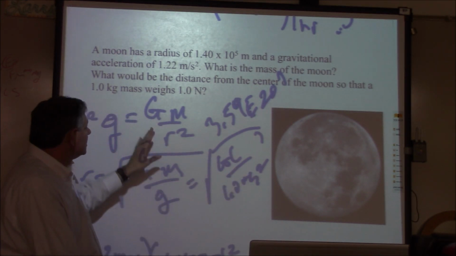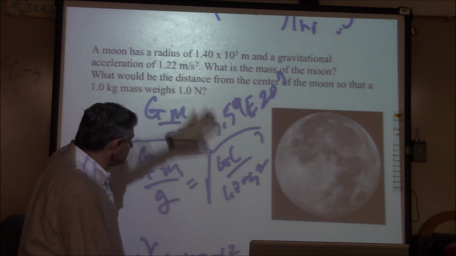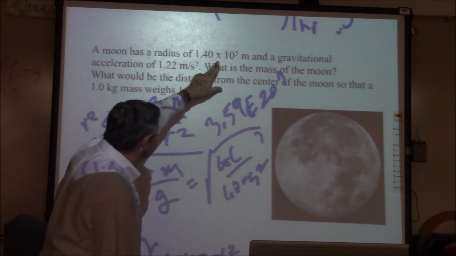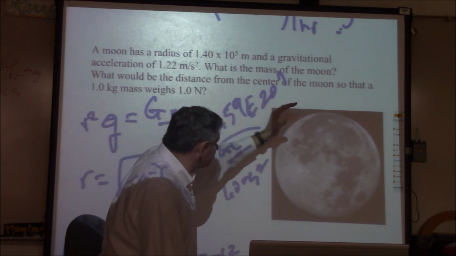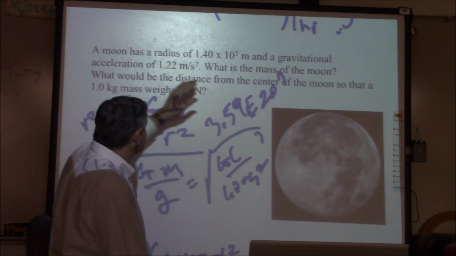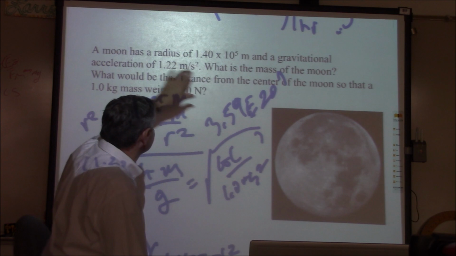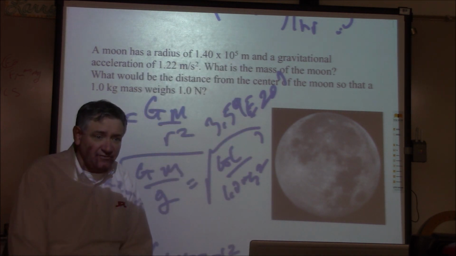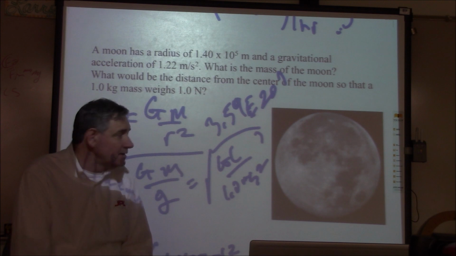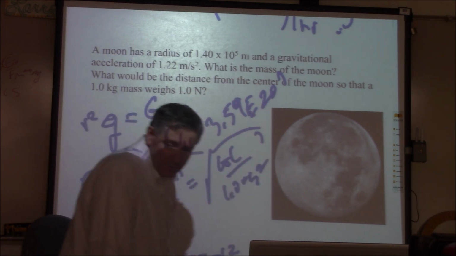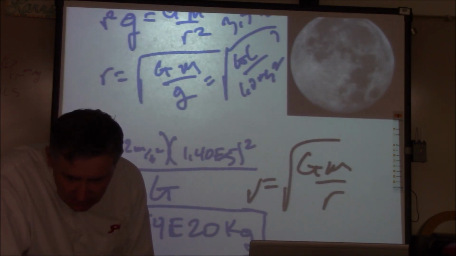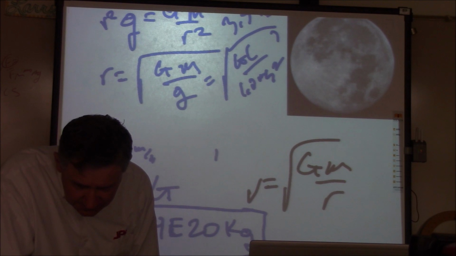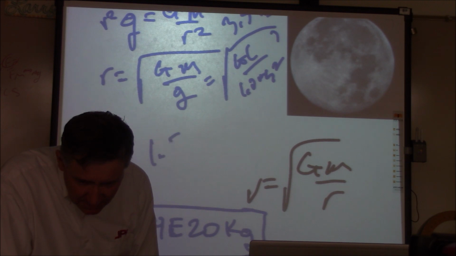Okay? Now, you've got to figure that when you get this radius, it has to be bigger than 1.40 times 10 to the 5th. Because at 1.40 times 10 to the 5th, you're right here. So this answer has to be bigger than 1.40 times 10 to the 5th. Okay? It has to be bigger than that. Because that's at 1.22. So, did somebody get me an answer? I got 1.55 e to the 5th. I like that.